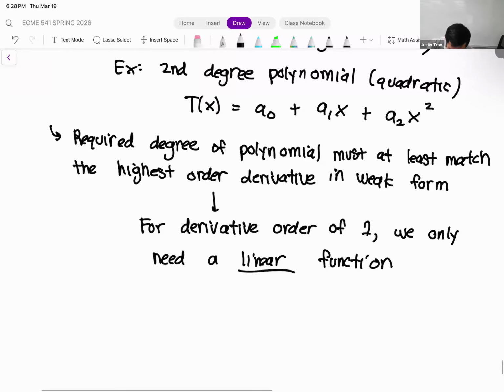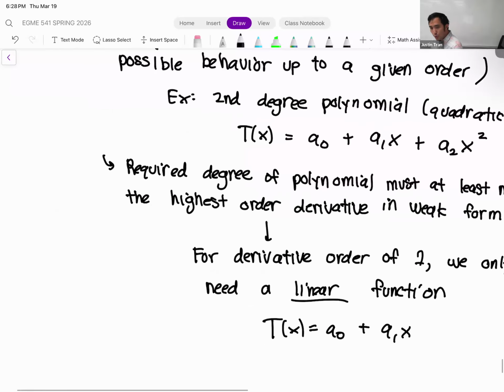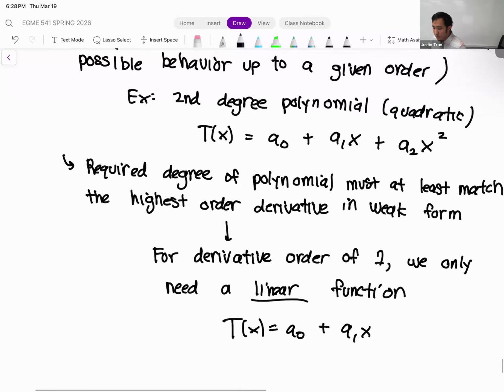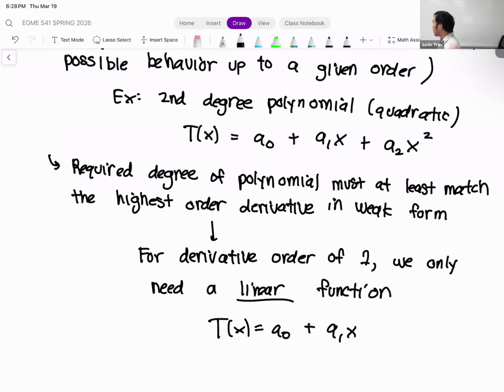Okay? So the linear function is just t of x is equal to a0 plus a1 times x. Okay, which you can see is a huge simplification from the quadratic. And so that's one less term to worry about. It's going to make our integrals very simple because we're just integrating linear terms here, right? So this is actually a pretty huge requirement that we have. So we don't have to go higher than linear, which is very, very nice.